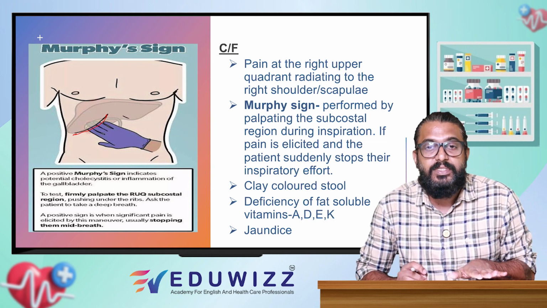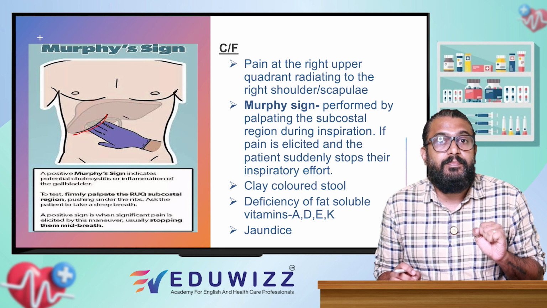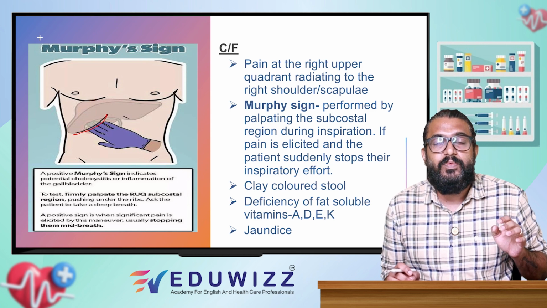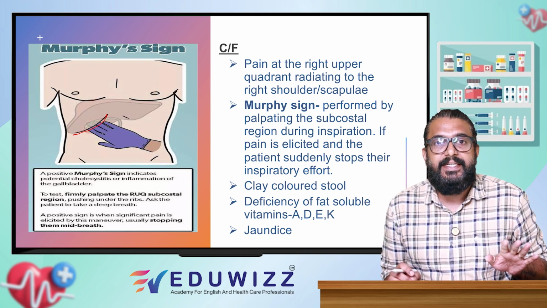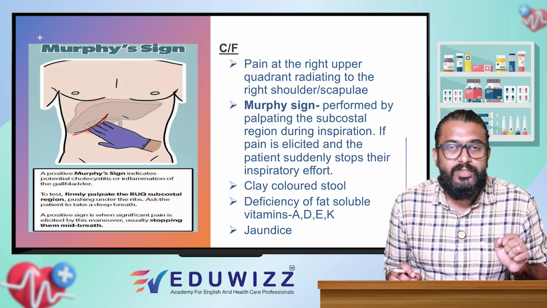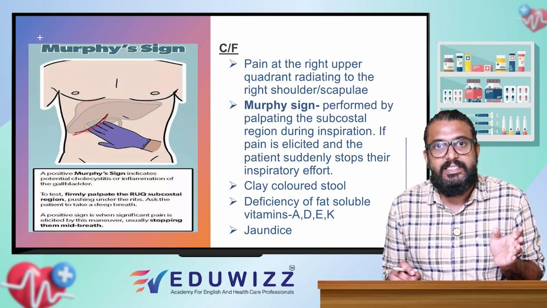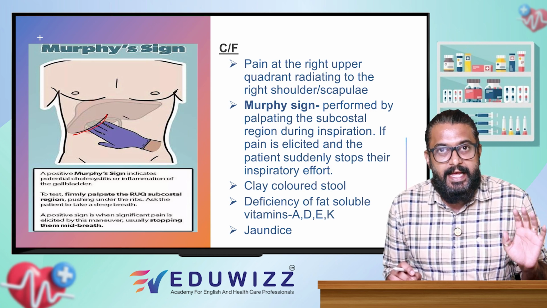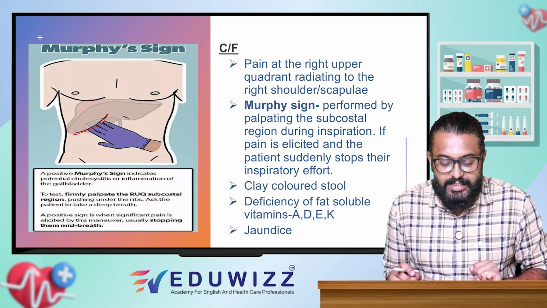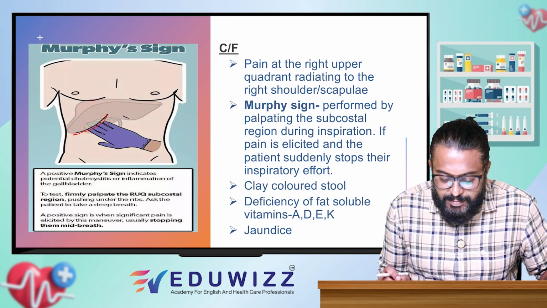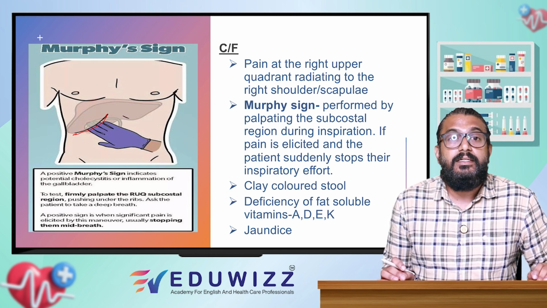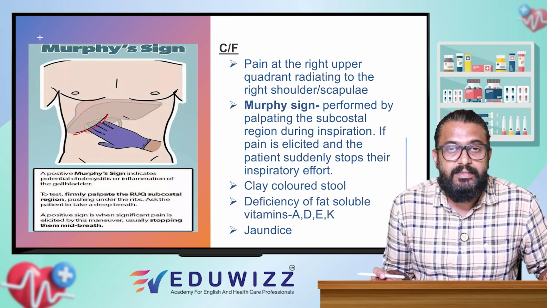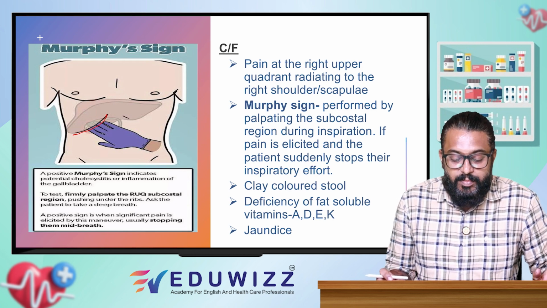When you palpate, as shown in the picture, and ask the patient to take a breath, what happens is that due to this hypersensitivity and pain, the patient will not be able to breathe. That is why I said severe hypersensitivity and difficulty breathing when the patient takes a deep breath and is palpated on the subcostal region. In short, Murphy sign is performed by palpating the subcostal region during inspiration. Pain is elicited and the patient suddenly stops breathing. This is a positive Murphy sign.